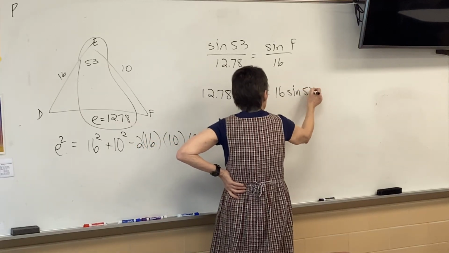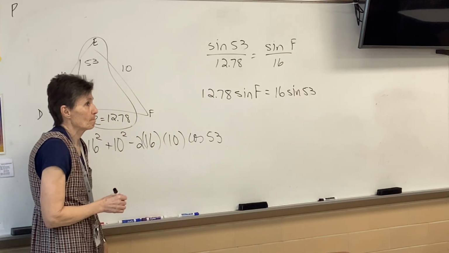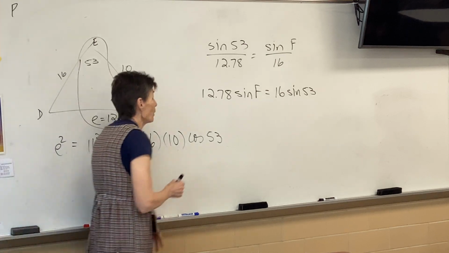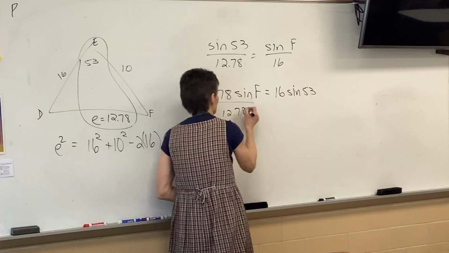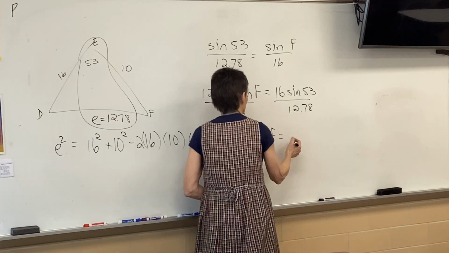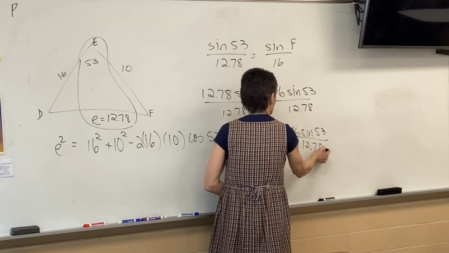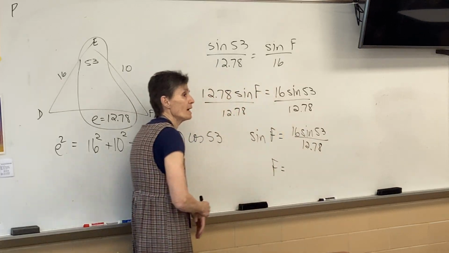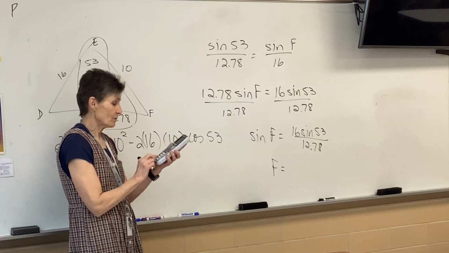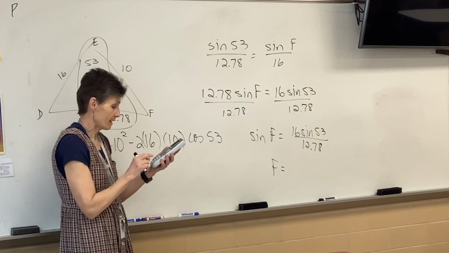Every time you do the law of sines, you're going to cross multiply. And every time you cross multiply, you're going to divide. So what will I be dividing by? 12.78. So sine F equals this big fraction. We don't want sine F, we want angle F. So what are we gonna have to do to get angle F? Second sine that guy.